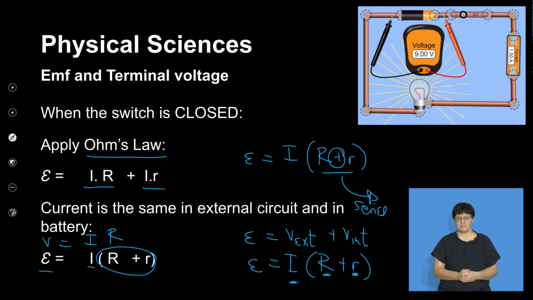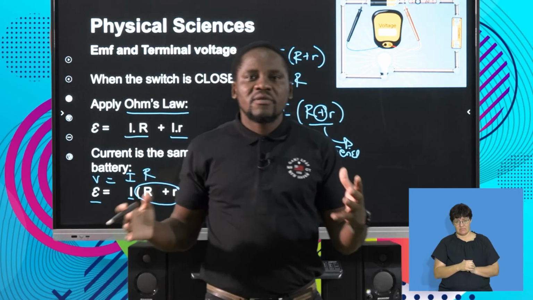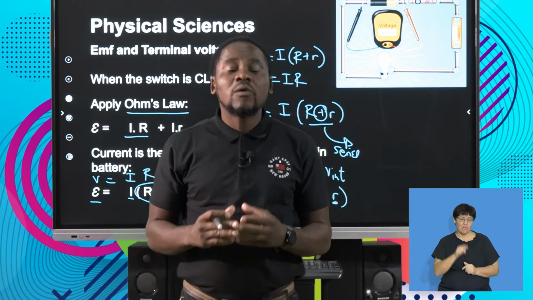All right, so we are simply saying the equation E equals I(R + r) is actually an application of Ohm's law, which is V equals I multiplied by R, right? So these are some of the very important concepts as far as the application of Ohm's law is concerned.